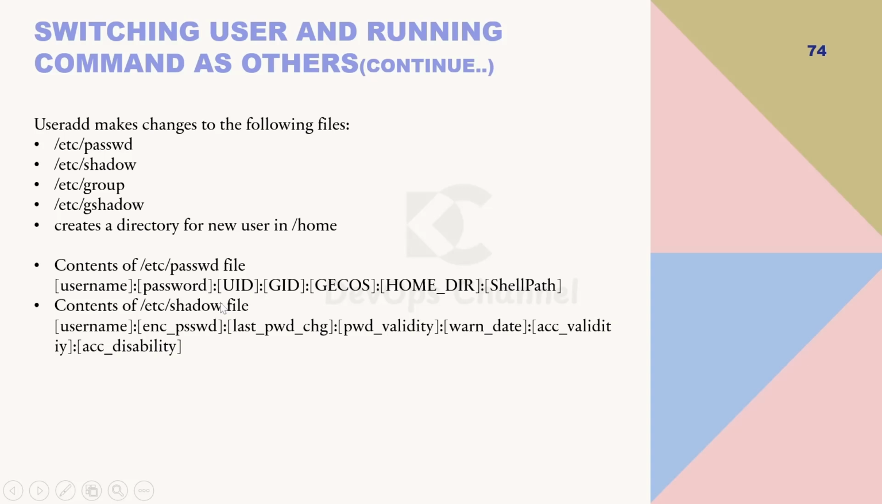Also, what's the content of the /etc/shadow file? It is username, then encrypted password. In /etc/passwd, the password will not be shown, it will be x. But in the shadow file, if a password is set in the command prompt, it will show your encrypted password. If it is a default user, then it will show some random value. Then last password change, password validity, warning date, account validity, and account disability. We'll learn about it.